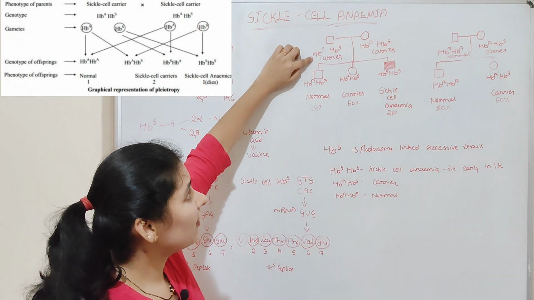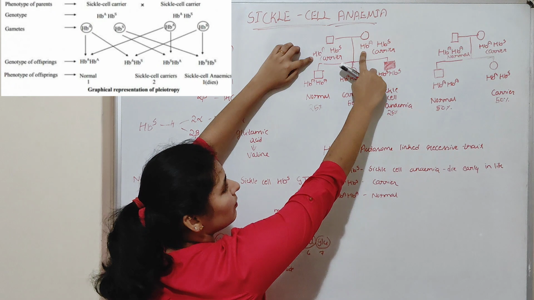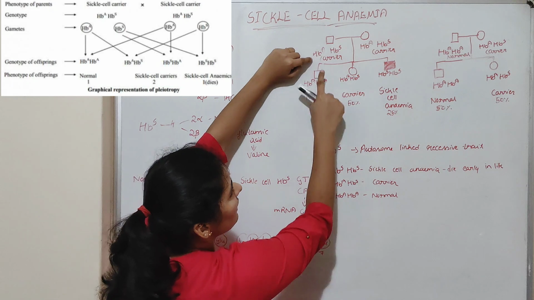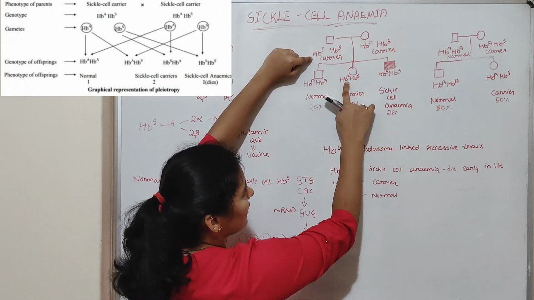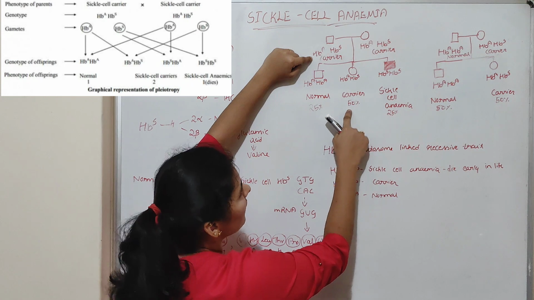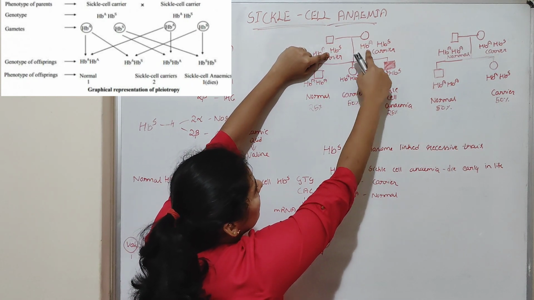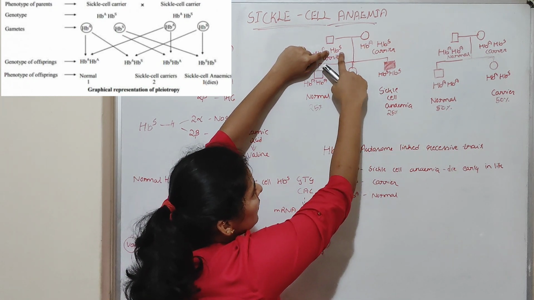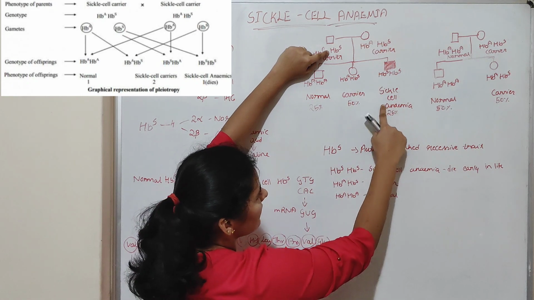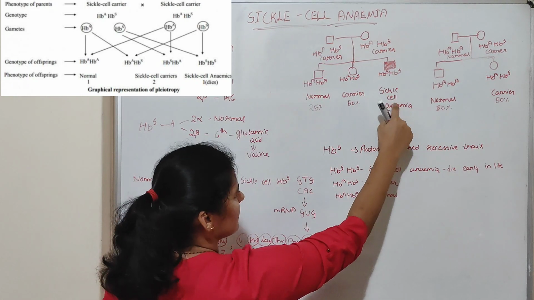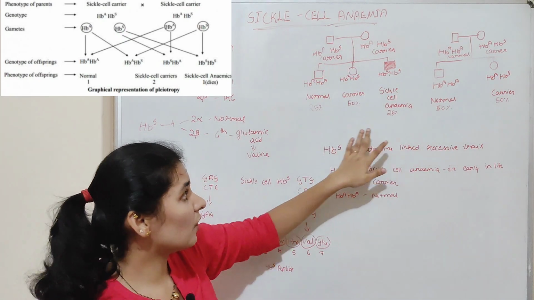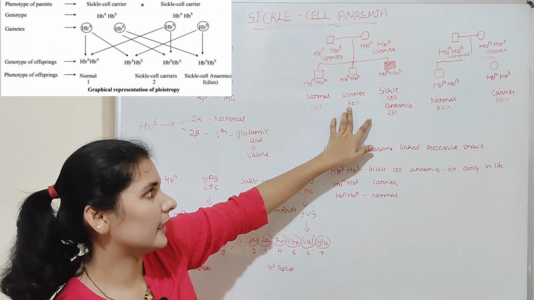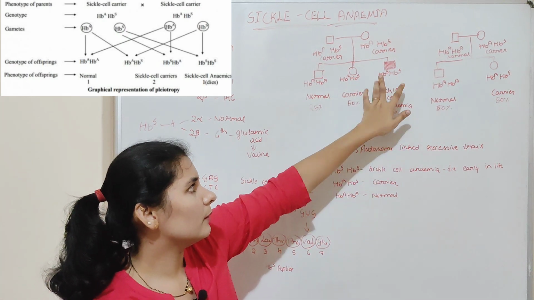When a gamete having the normal gene combines with a gamete having the normal gene, it produces a normal individual, HbA HbA. When HbA combines with HbS, HbA HbS, it produces a carrier. Again, an HbS gamete combining with HbA, HbS HbA, produces a carrier. When HbS combines with HbS, it produces a sickle cell anemia individual. So in the offspring, 25% will be normal, 50% will be carrier, and 25% will have sickle cell anemia.